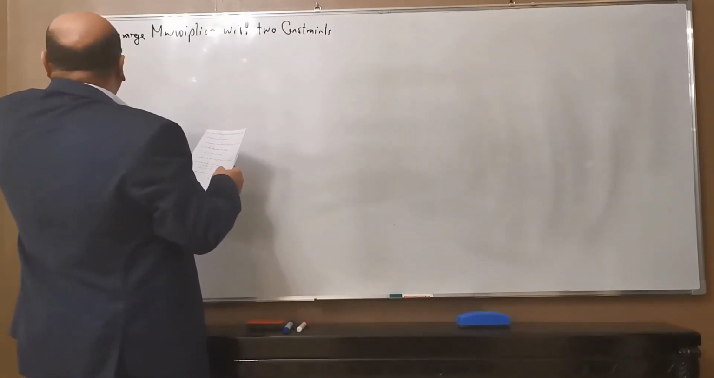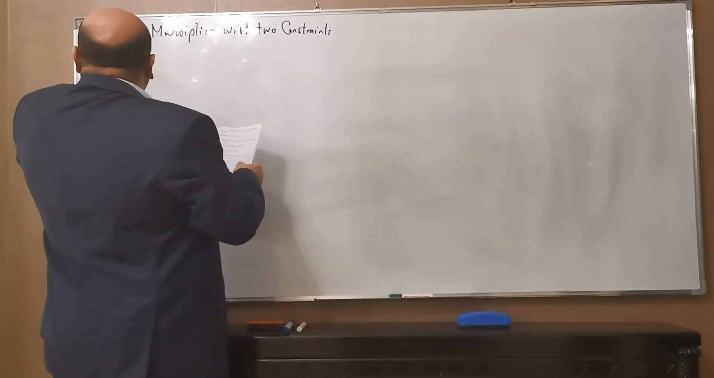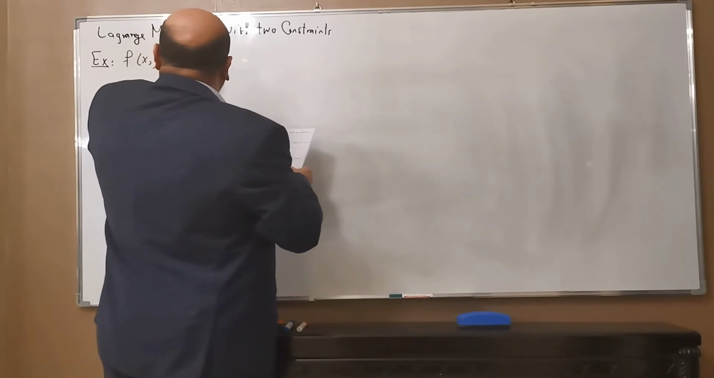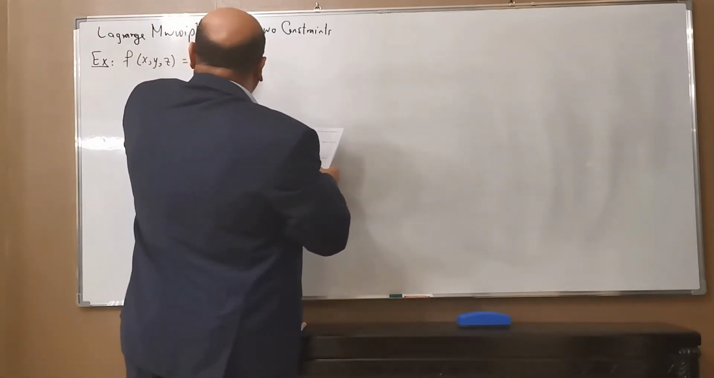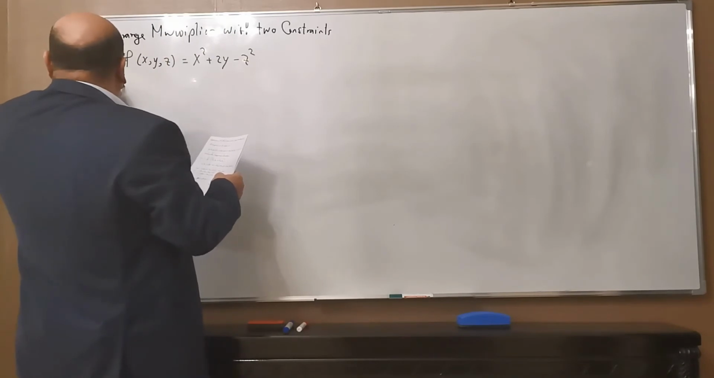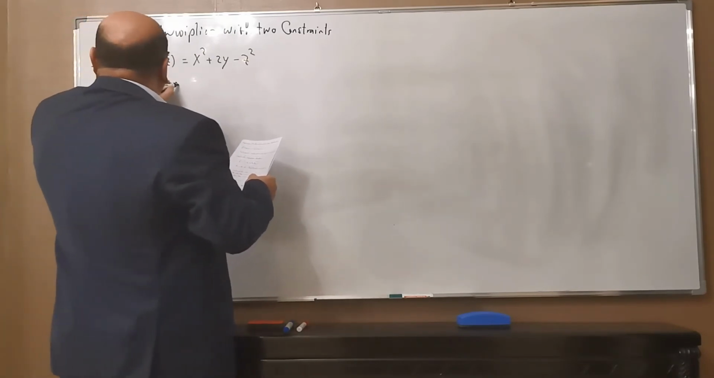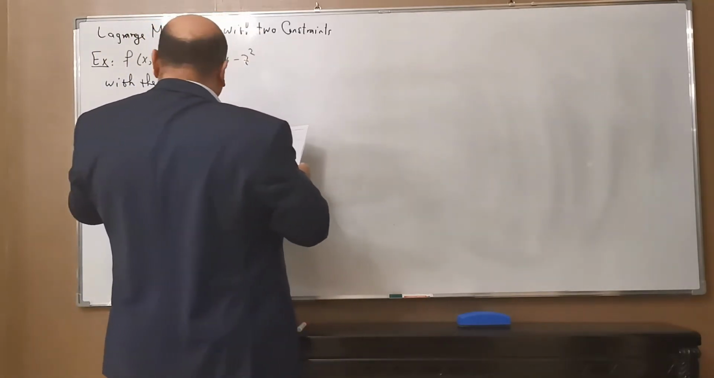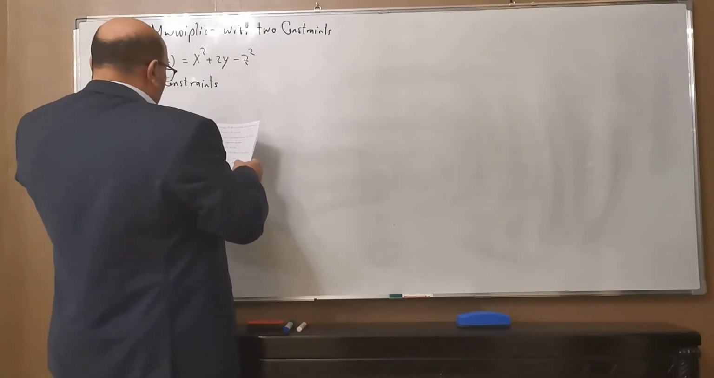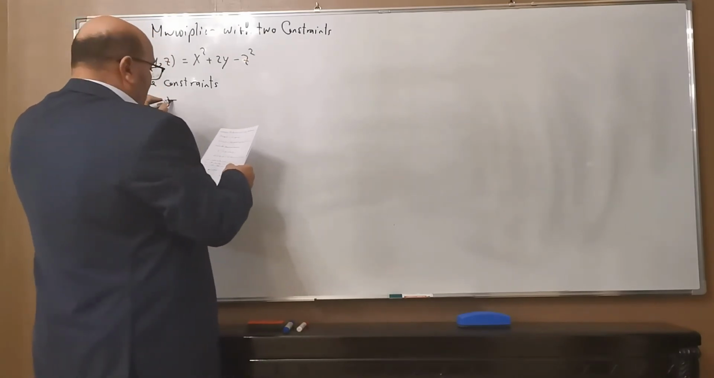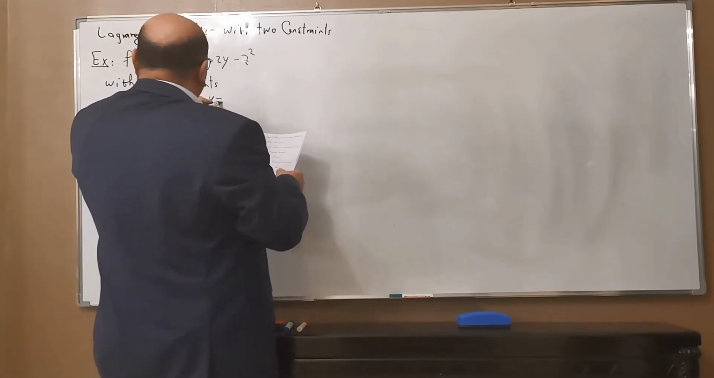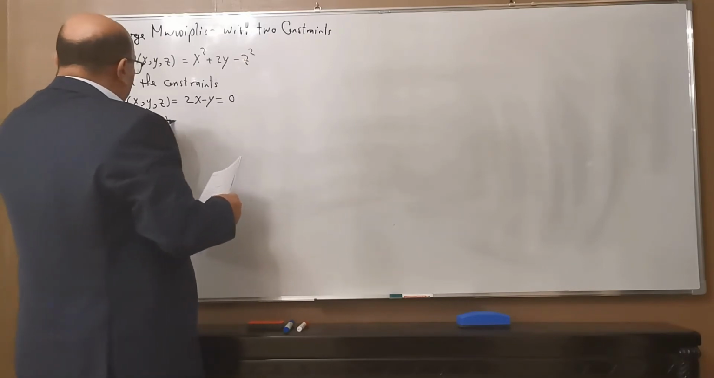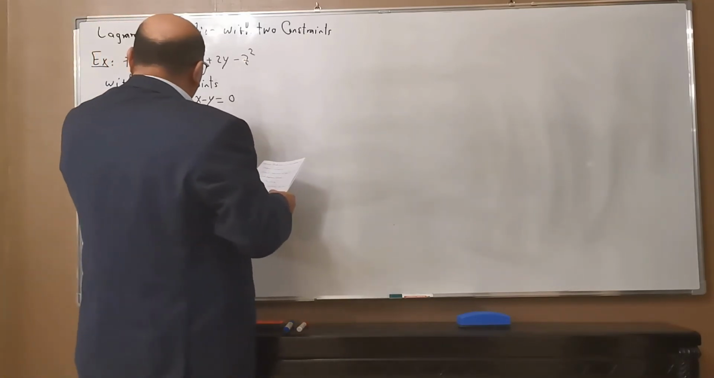We'll have as an example f of x, y, and z equals x squared plus 2y minus z squared, with the constraints g1 of x, y, and z equals 2x minus y equals 0, and g2 of x, y, and z equals y plus z equals 0.